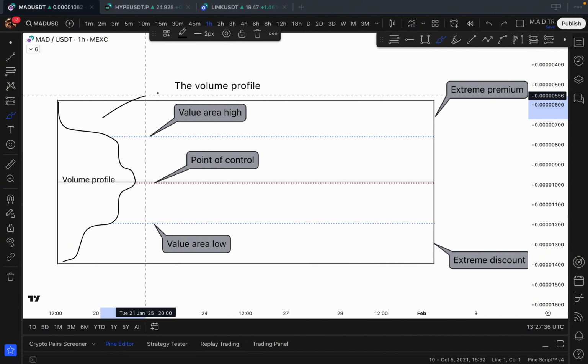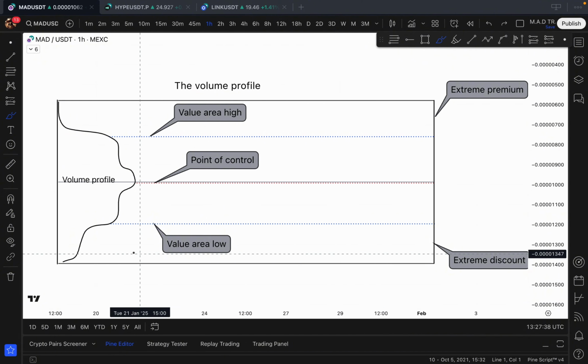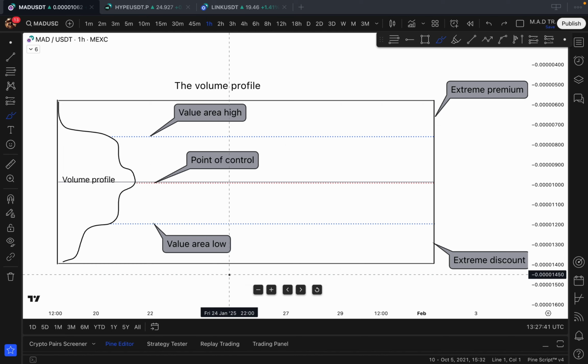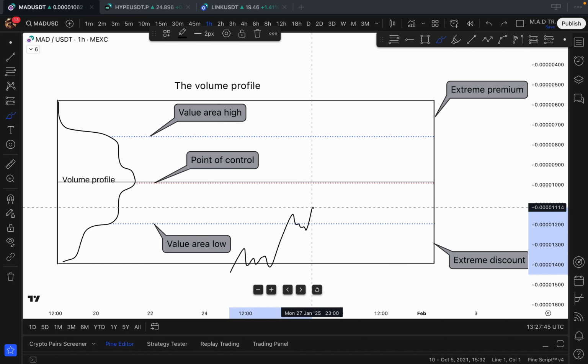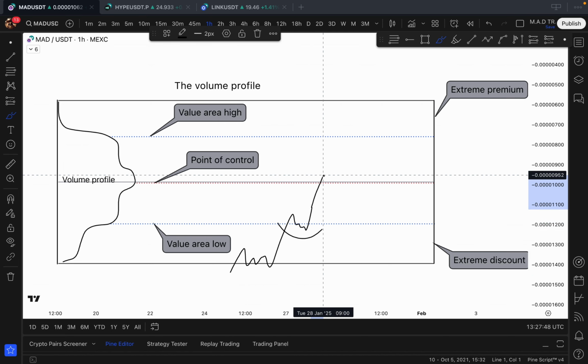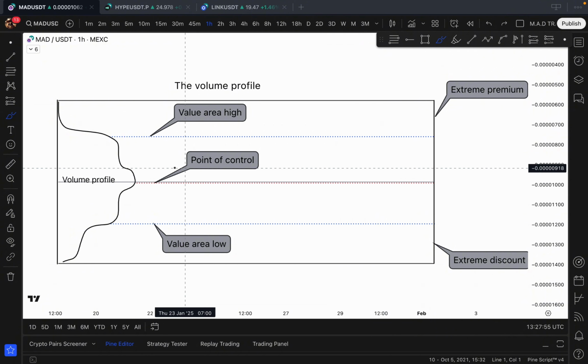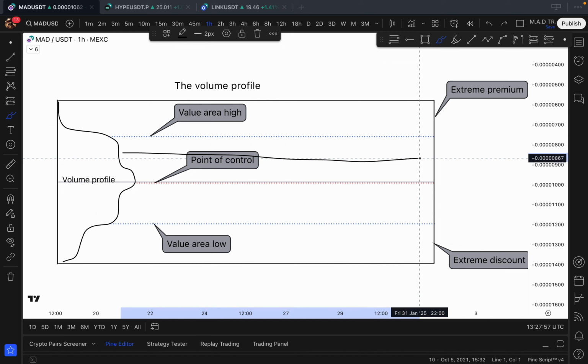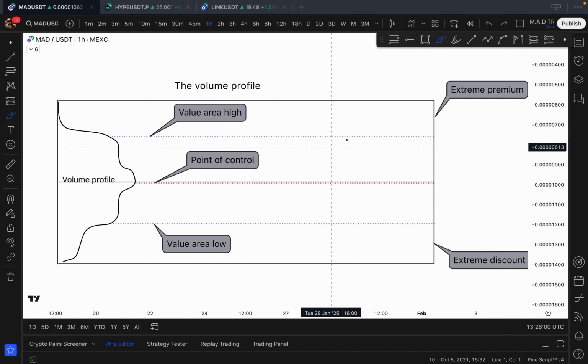You want to do business at the range extremes, so at the range highs and at the range lows. If you get in a position, for example, when the value area low is reclaimed, then you can watch what happens at the point of control and then make decisions based on that. But overall, you don't want to get into positions in the middle here. We want to do business at the extremes.